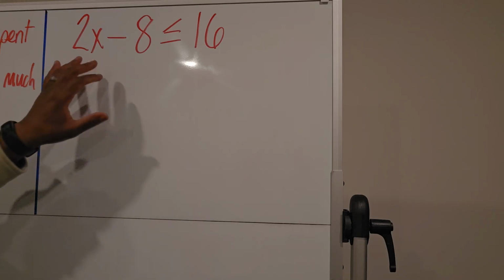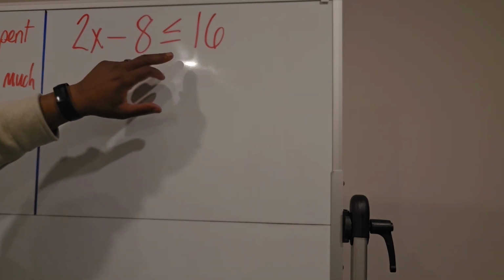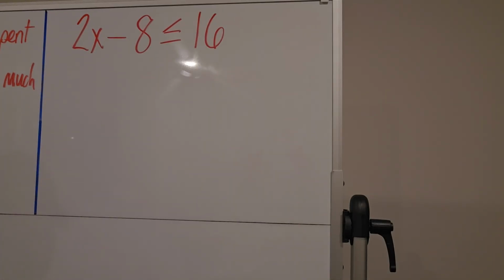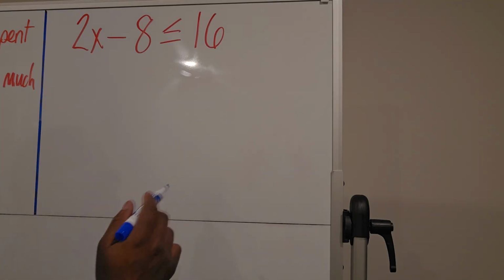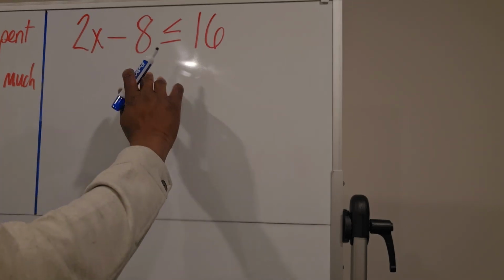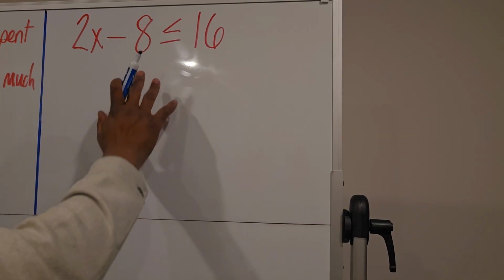So with this one, you got 2x minus 8 is less than or equal to 16. All right. Now you don't see the equal sign. You see less than or equal to. So all you're going to do, you're going to do this the same way. Don't get freaked out by this right here, man. You're going to do this the same way as if that was an equal sign.